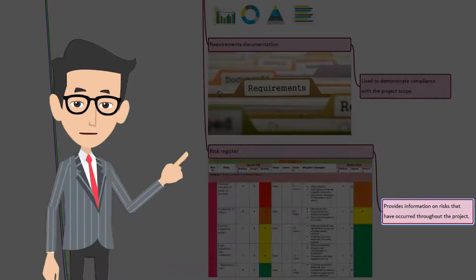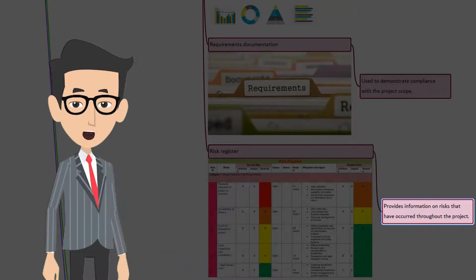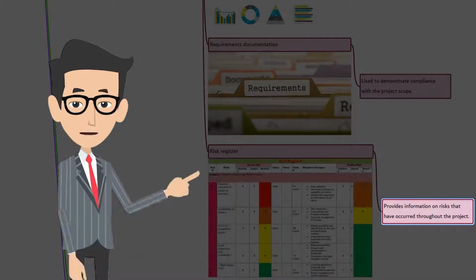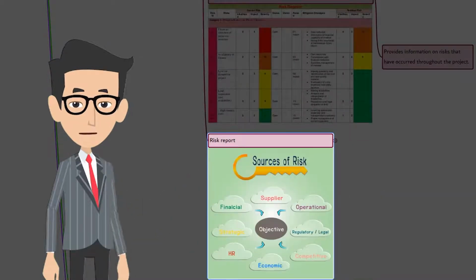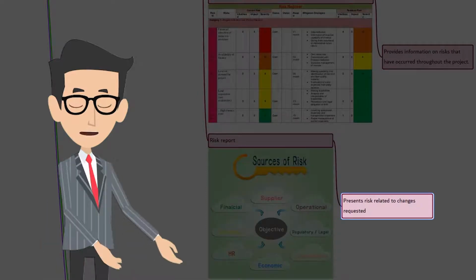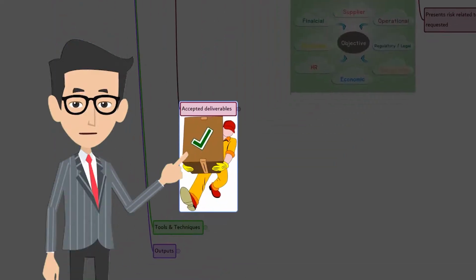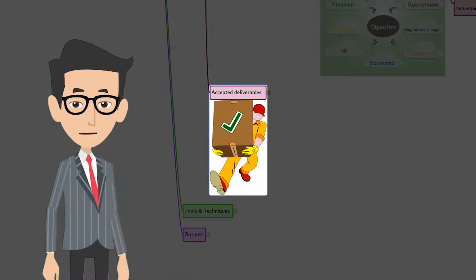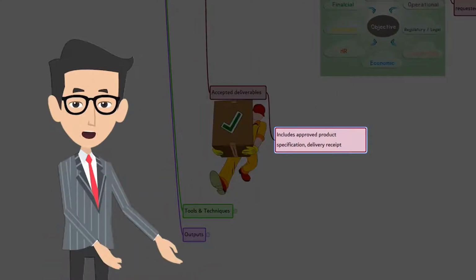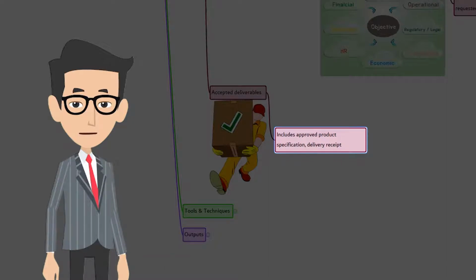Risk register. The risk register provides information on risks that have occurred throughout the project. Risk report. The risk report presents information on sources of overall and individual project risks that are due to the change requested. Alright, the next input is accepted deliverables. Accepted deliverables may include approved product specifications, delivery receipts, and work performance documents. Please note that partial or interim deliverables may also be included for phased or cancelled projects.